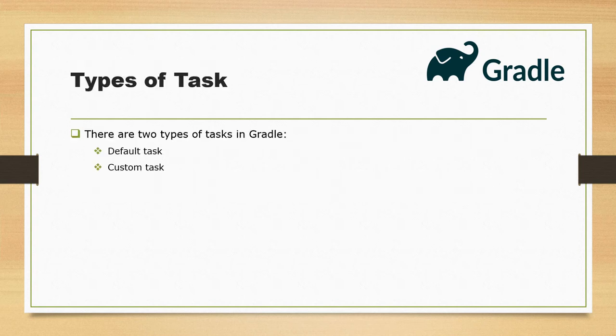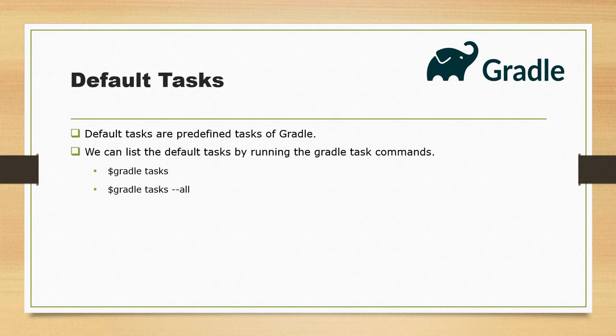Now, when we talk about the types of tasks, there are two types of tasks in Gradle. First, the default task, or pre-existing type task, you can say. And second is the custom task. So let's try to understand. Default tasks are the predefined tasks of Gradle.